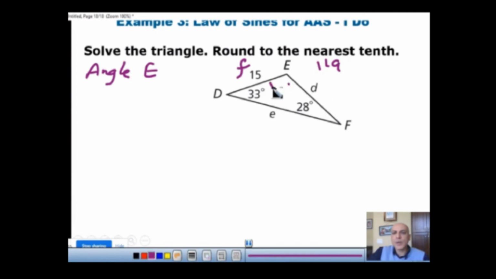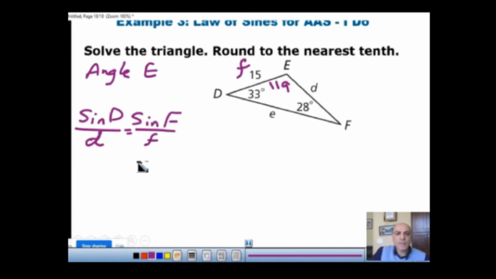Well, you find side D by using the law of sine. So let's set up the law. It says sine D uppercase divided by lowercase d is going to equal, by the way, you pick things, so I'm going to say sine F, for example, divided by little f. And here we're going to have to cross multiply. So like this, like that. And that's going to give us d, little d, times sine F.